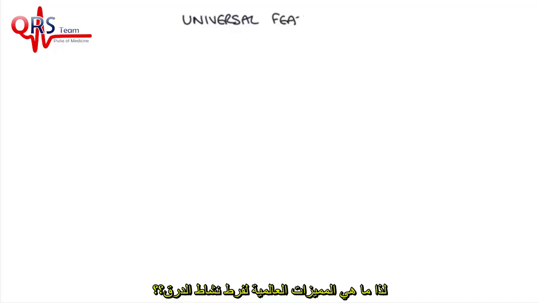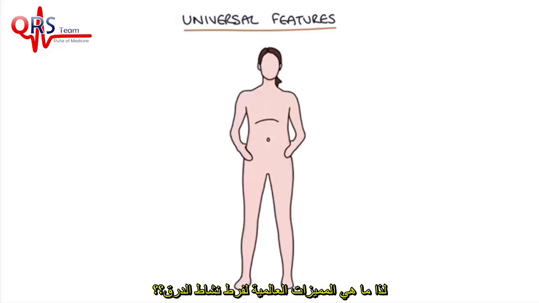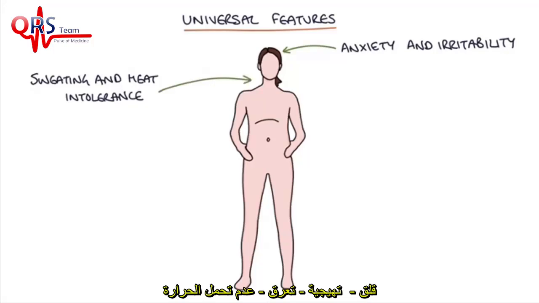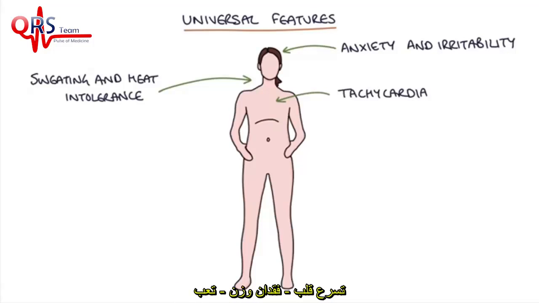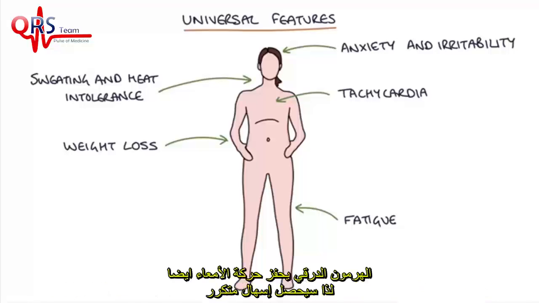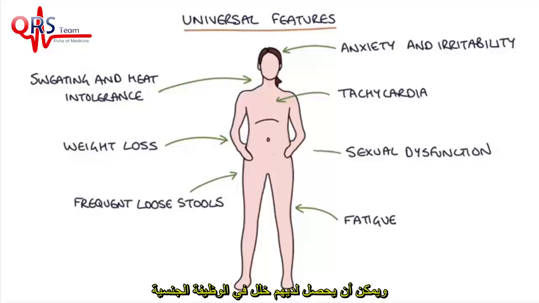So what are the universal features of hyperthyroidism? So the universal features of having a high thyroid hormone level in the body: anxiety and irritability, sweating and heat intolerance, tachycardia or fast heart rate, weight loss, fatigue. Even though they have a high thyroid hormone level, they're going to feel exhausted all the time. The thyroid hormone also stimulates the bowel, so you get frequent loose stools, and they can have sexual dysfunction as well.